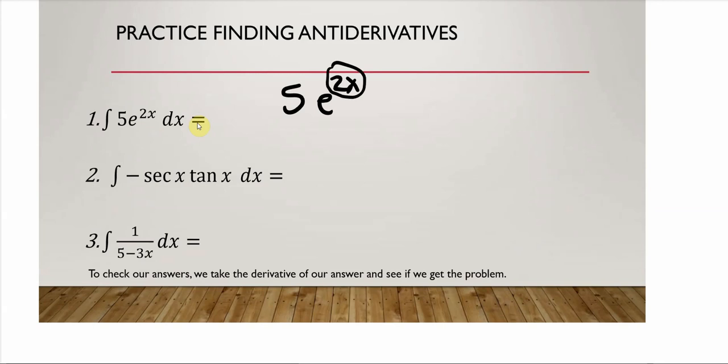So what's the derivative of 2x? It's going to be 2. So instead of multiplying by 2 like the chain rule, we're going to divide by 2. And let's not forget that c. So this is going to be the antiderivative of this. So how do you check it? Well, you can take the derivative of your answer.